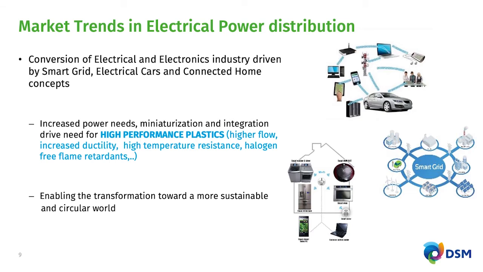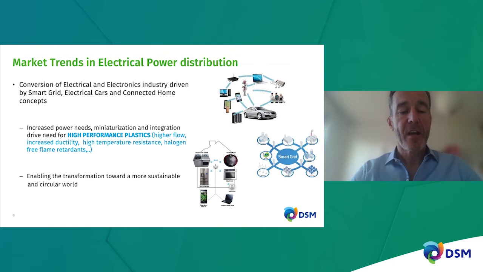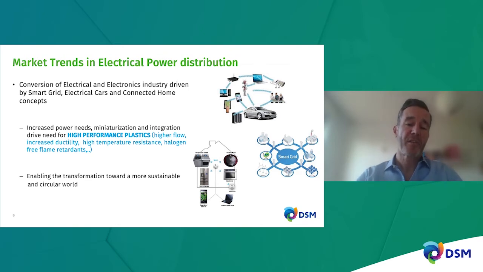In electrical power distribution, due to the increase in energy consumption and in a different setup created by smart grid, electrical cars, connected home, solar panels, there is an increased complexity in the electrical devices. So the devices need to handle more power, they need to be smaller, they are more integrated with electronics. Therefore, there's a clear need for high performance plastics.